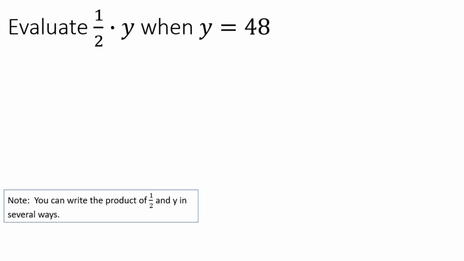Before we do the same with multiplication, we need to understand the product can be written in several ways in algebra. We can write multiplication with a dot, we can also write it as 1/2 y and y over 2 because we can multiply y times 1, which is y.